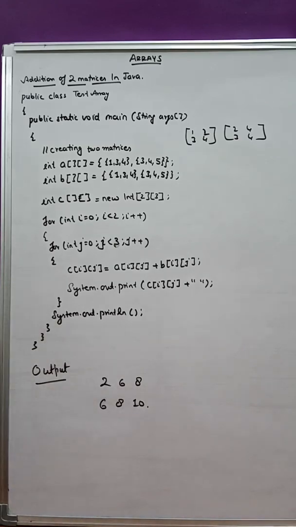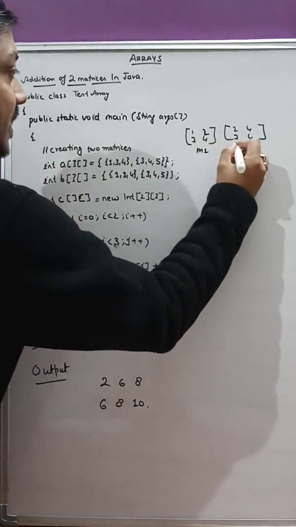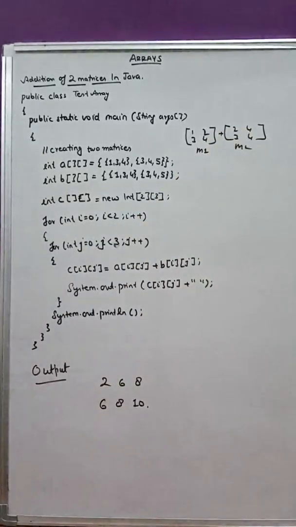About the two matrices, I have told you that a matrix is in the form of rows and columns. Suppose you have a matrix M1 and this is the M2 matrix, and you would like to add them. That means you have to add the values, so whatever value is at a given index will be added with the value at the same index.